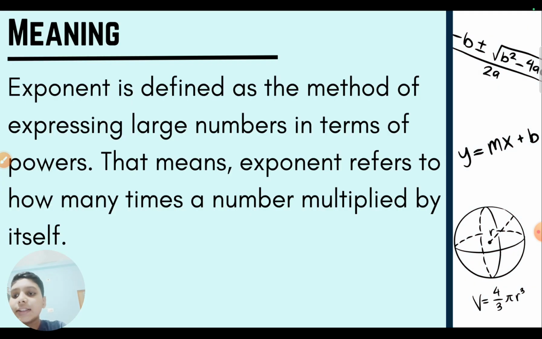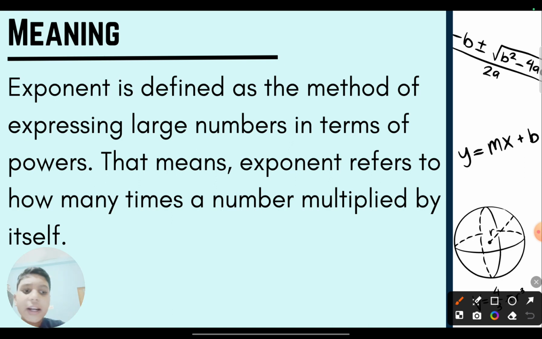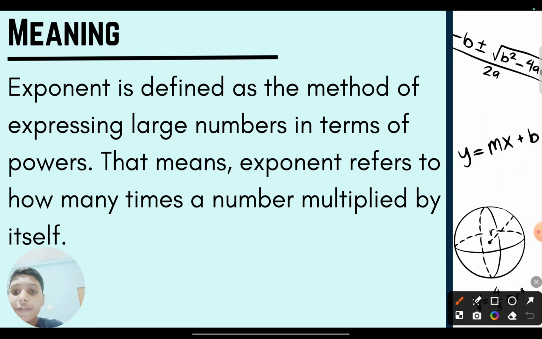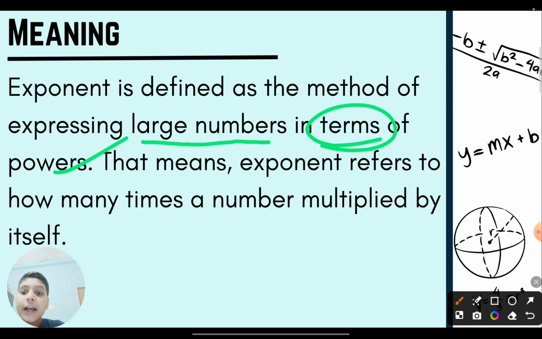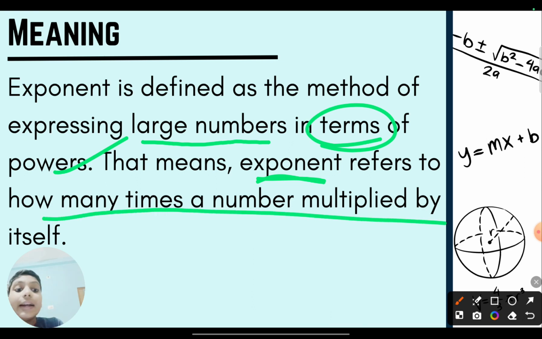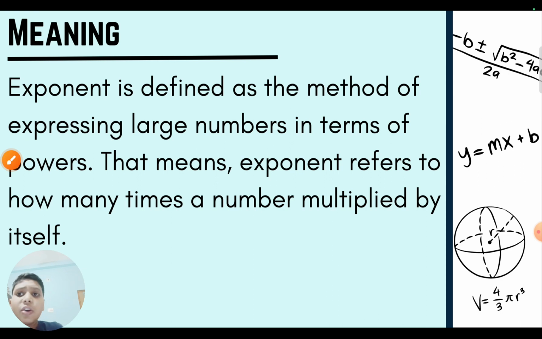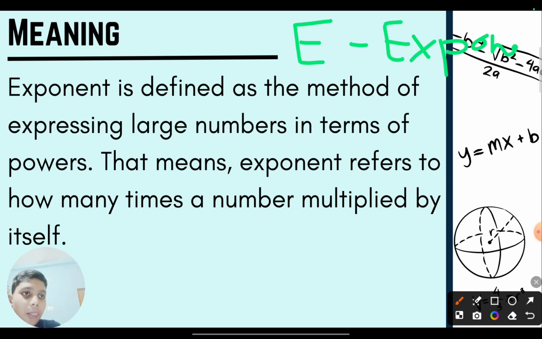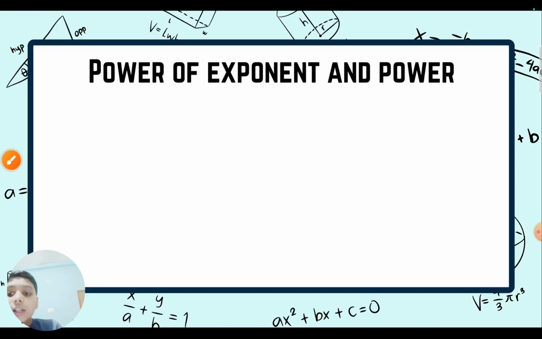So, first, what is the meaning of exponent? Exponent is defined as the method of expressing large numbers in terms of powers. That means exponent refers to how many times a number is multiplied by itself. Now that is the real meaning of exponents. For this video, for your understanding only, I will be writing E for the word exponent. Okay, now let's move on.